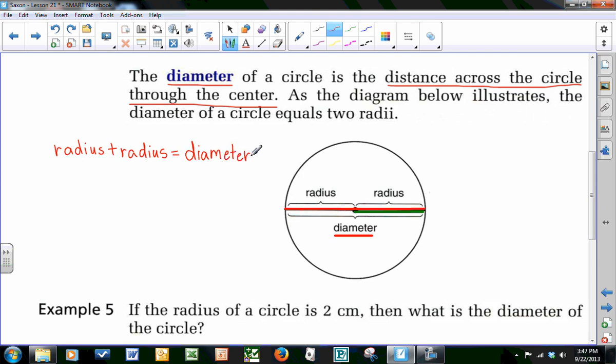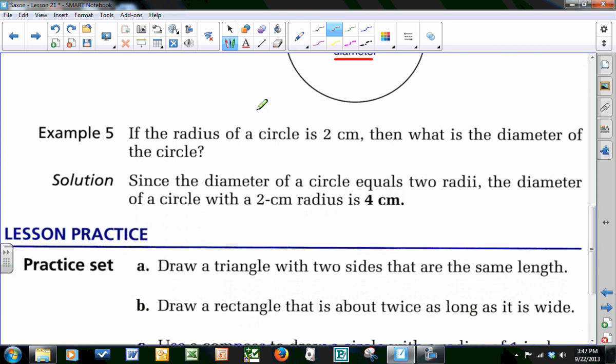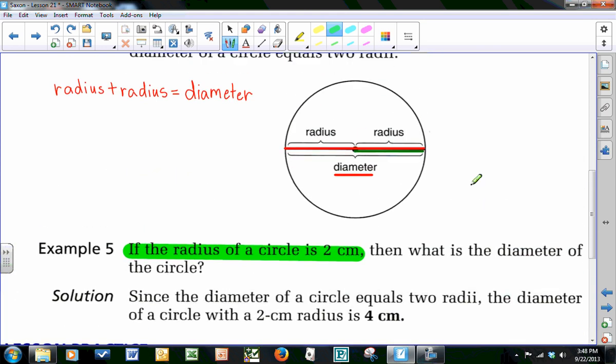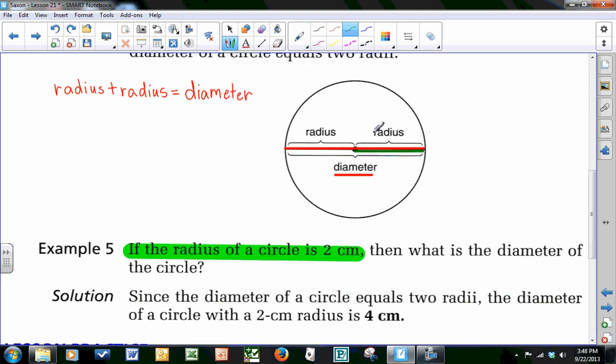And you just have to memorize those terms. The diameter from side to side straight through the center, and then the radius from the center out to the edge. The reason you need to know those terms is because you might see this type of question in your assignment. If the radius of a circle is 2 centimeters, okay, so that means if, let me change pens to green. So if the radius is 2 centimeters, says the question, then what is the diameter of the circle?